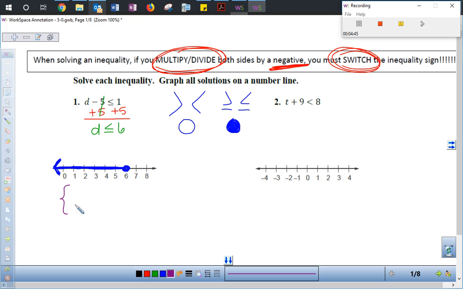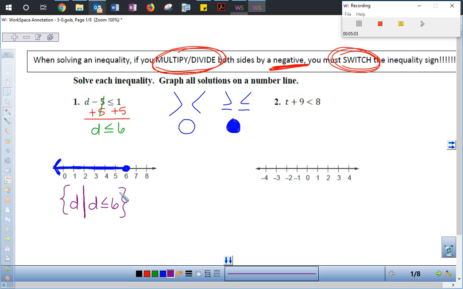Then we write the variable that we're using. So in this problem, we're using a d. Then we draw a nice, tall, straight line. Then we write our answer: d less than or equal to 6. And close our set bracket.